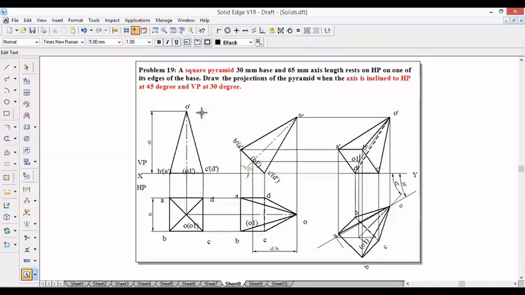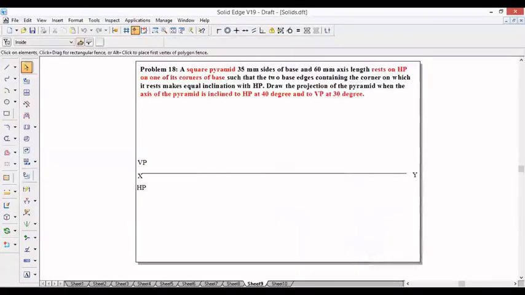Let us move on to the next problem, example problem number 18. Here a square pyramid, 35 mm sides of base and 60 mm axis length, rests on HP on one of the corners of the base, such that the two base edges containing the corner on which it rests make equal inclination with HP. Draw the projection of the pyramid when the axis of the pyramid is inclined to HP at 40 degrees and to VP at 30 degrees.